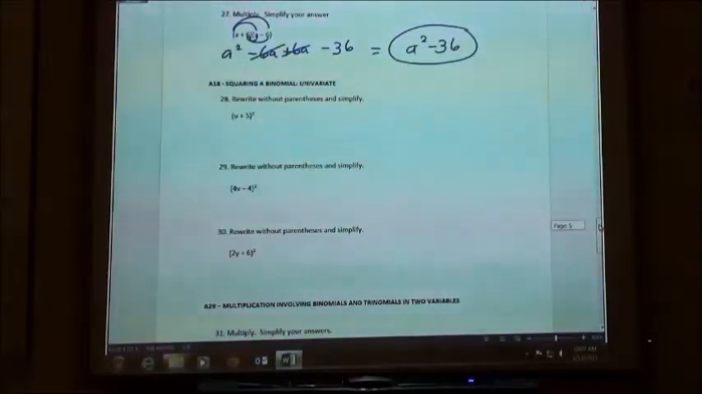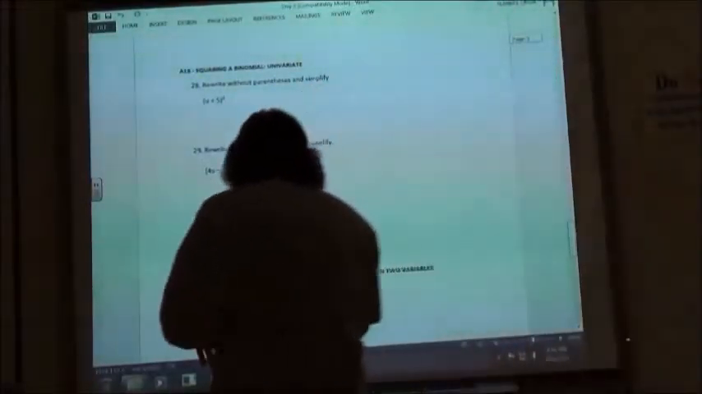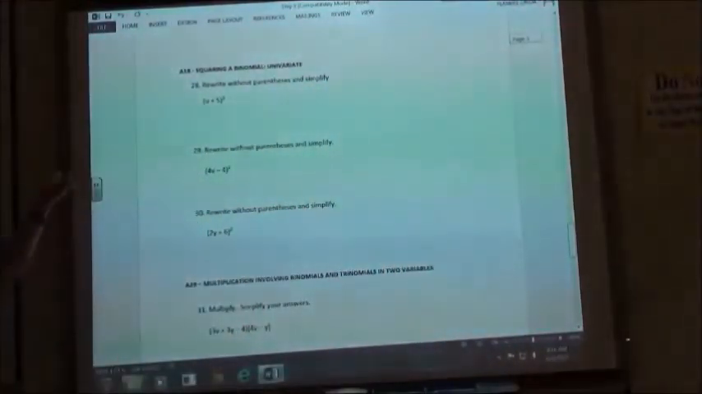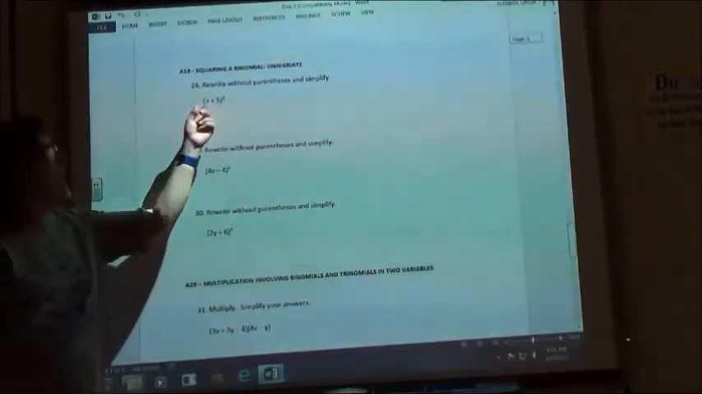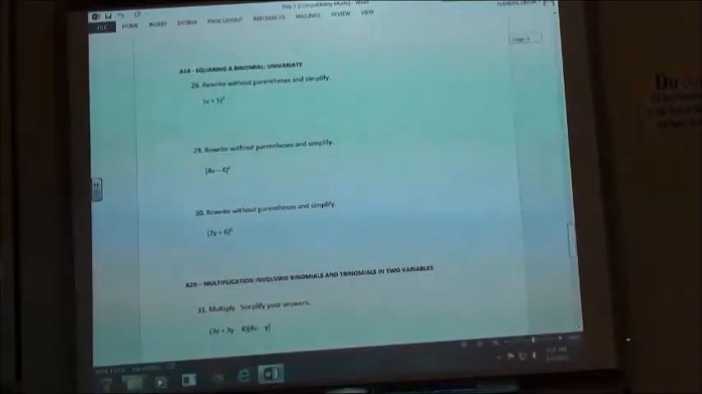A squared minus 36 is then your answer. 28, 29, and 30, squaring a binomial. If something is squared, it means it's multiplied by itself. Because there's adding or subtracting in the middle, you can't distribute that squared like you would with multiplication and just do u squared and 5 squared. It doesn't work that way.